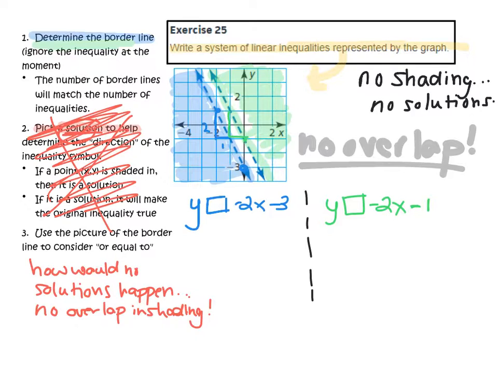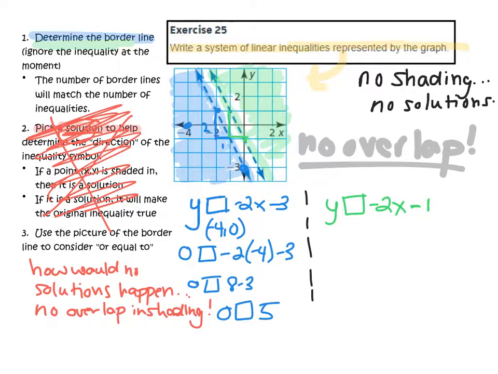So I sketched those in, and now I can pick a point. For the blue one, the point (-4, 0) was a solution to the blue one. So when I plug it in, (-4, 0), that should make the blue inequality true. So here what I would need to do is I would need to make 5 bigger than 0. And since there is an open line, I am going to use just a less than.